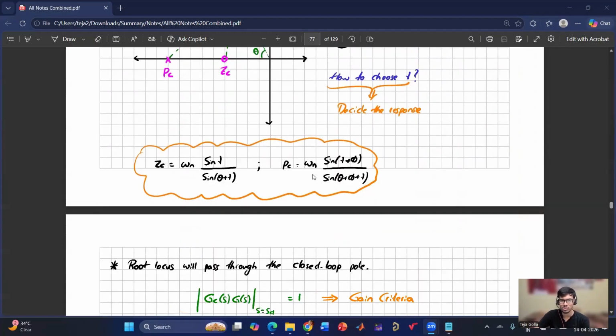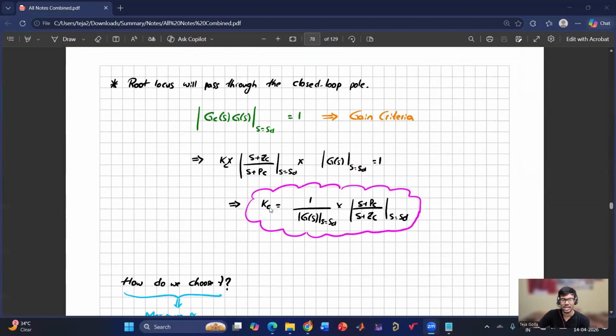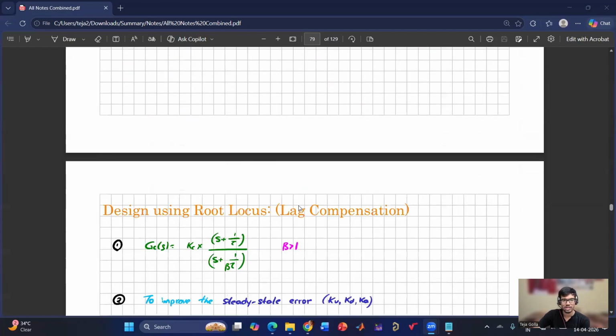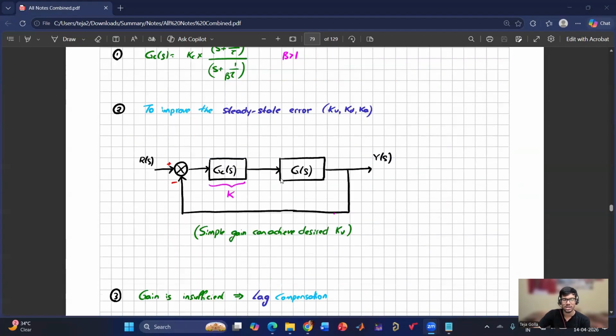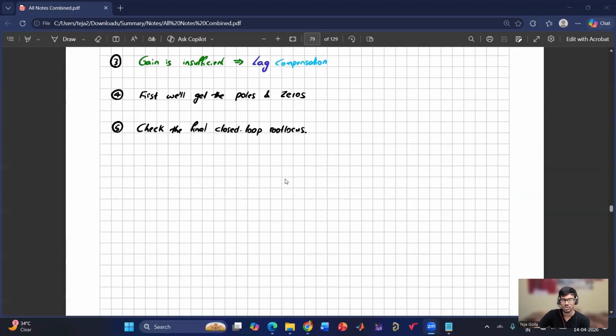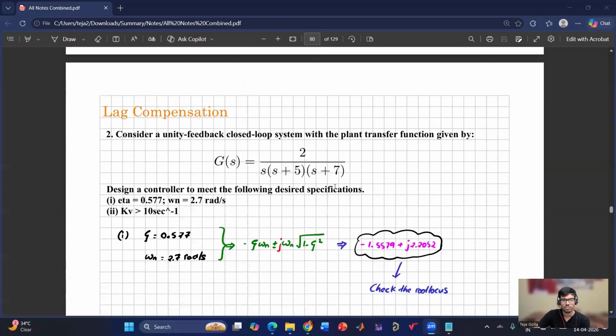I'm not going to discuss in detail because they are thoroughly discussed in that week. And then in that way, we'll get the gain k, as well as the pole as well as the zero. So in that way, we have solved that problem for the lead compensation. Whereas when it comes to lag compensation, we are adding the integrator effect to get the zero steady state error. So these are the step-by-step guidelines.